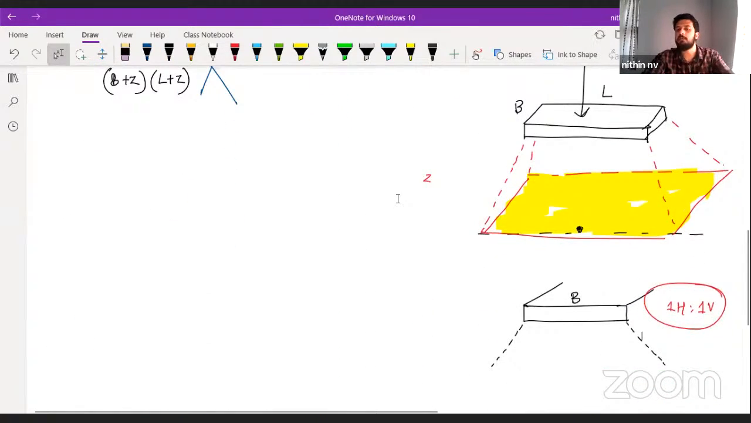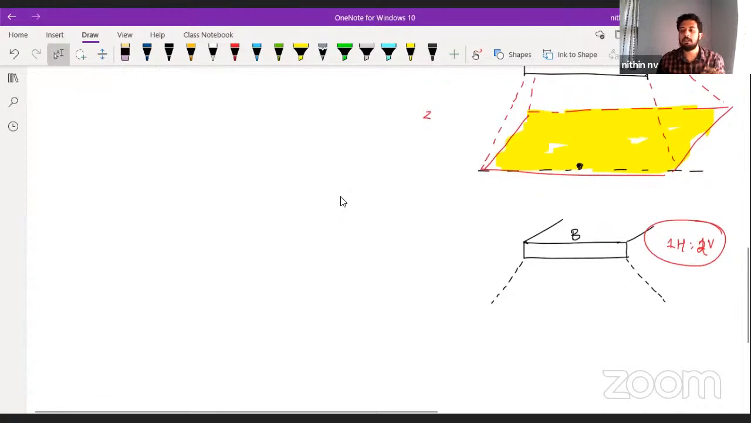If they are giving a load distribution of 1 horizontal is to 1 vertical, sorry, 2 vertical, what is the meaning of this? If you are moving 1 horizontal, you have 2 vertical. Or if you are moving 1 vertical, you have half horizontal. For how much depth do you want to know the effective stress? At a depth of Z. Now, can you tell me how much this horizontal will be, if for 2 vertical we have 1 horizontal? Now you tell me, everyone, for Z vertical, how much will we have horizontally?